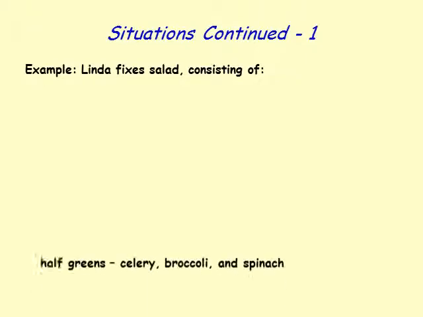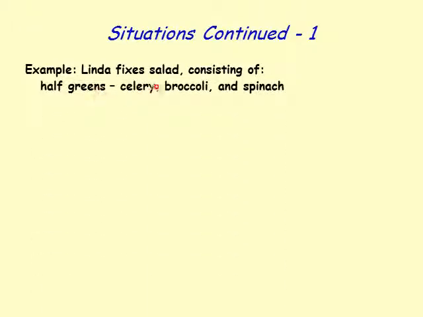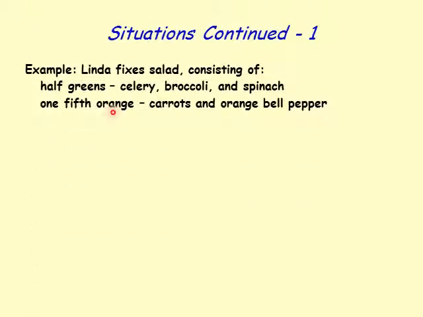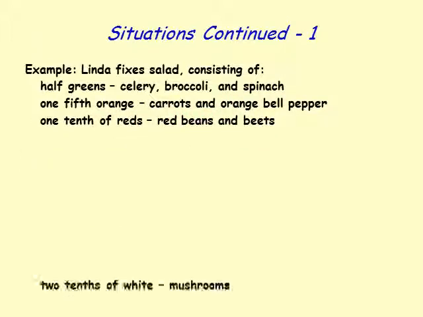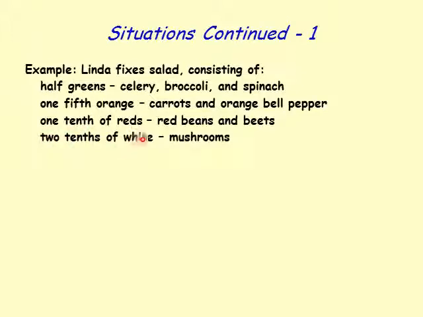Let's continue with situations here. Example, Linda fixes a salad consisting of half greens, which is celery, broccoli, and spinach, 1/5 orange, carrots and orange bell pepper, 1/10 red, which is red beans and beets, and 2/10 whites, which is all mushrooms. Okay, let's continue here. So what are the ratios of the colors now?